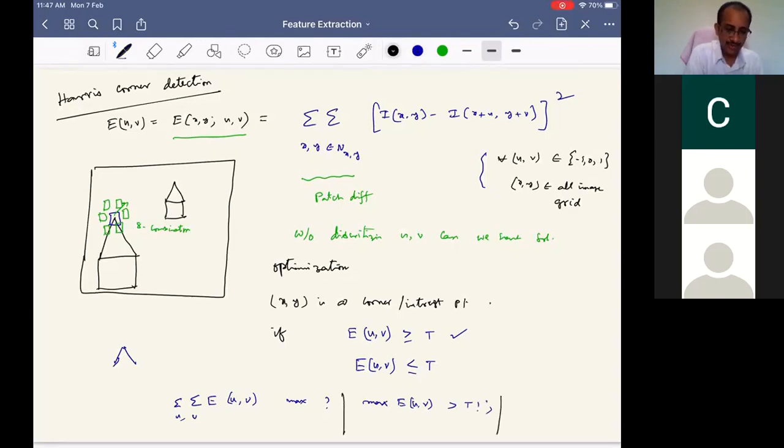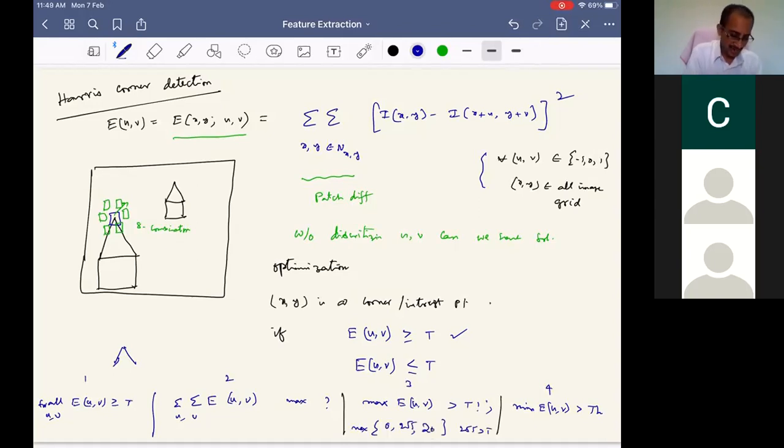Or should we pose the minimum over u comma v of E of u comma v greater than a threshold? Or should I pose E of u comma v greater than or equal to the threshold for all u comma v? How should I pose the optimization problem? Optimization problem doesn't mean you just give this and have a single expression. You can't write for all u comma v and then differentiate with each u and equate to 0. That's not the way we do it. So we should have a better formulation here.